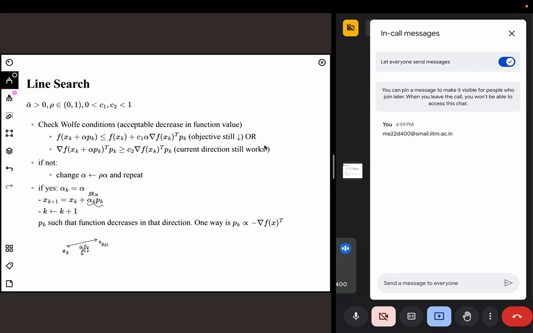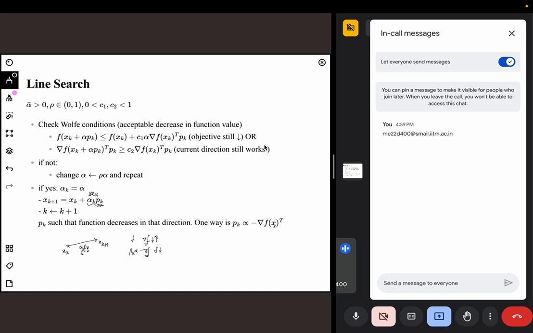The basis for choosing these conditions is that whenever we are moving, we know that pk is basically the direction in which the function value is decreasing. So if f is my function, del f is the direction in which the function will increase. So we will always choose the direction that is parallel to minus del f, because if I go in this direction, then f will decrease. That is what we are writing: pk will be proportional to minus del f of xk, so that the function value will always decrease.